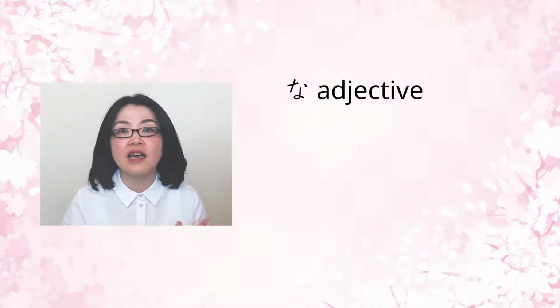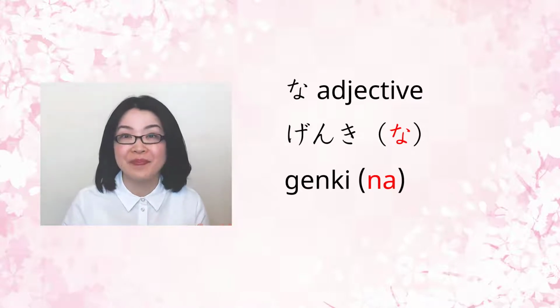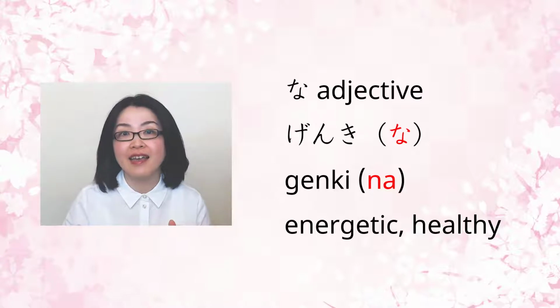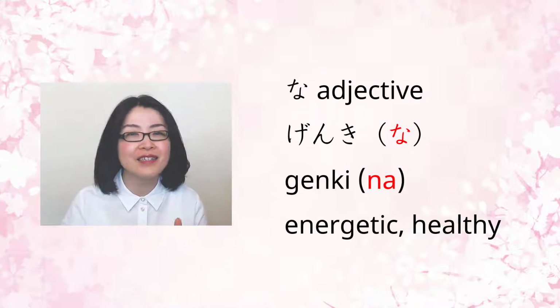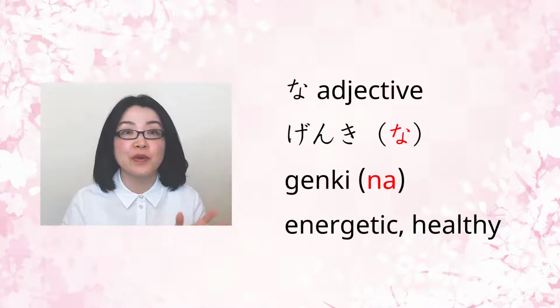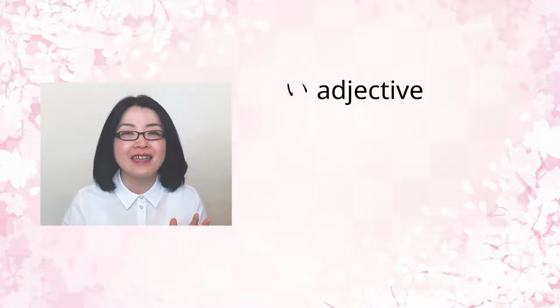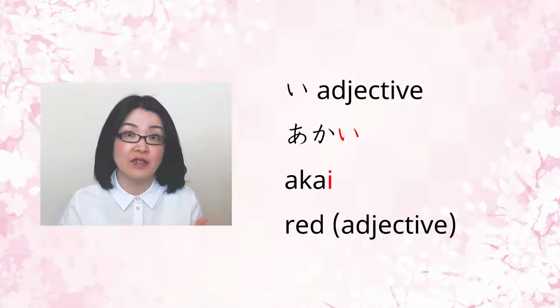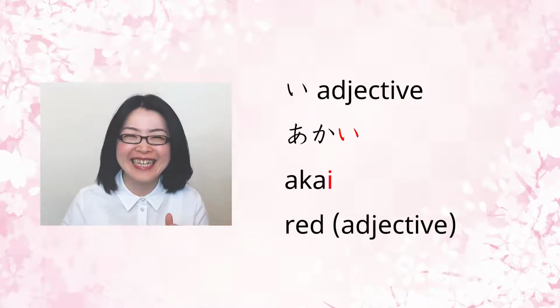Noun adjectives are like 元気な, healthy, or energetic. They have na ending, but in many cases na disappears. So that's why I put na in the brackets. Adjective is like 赤い, red. The ending is I, so that's why I make it red.